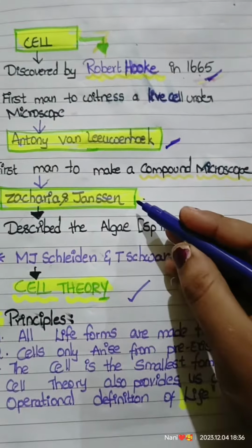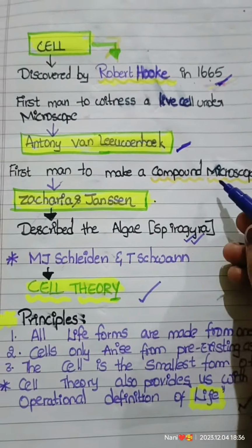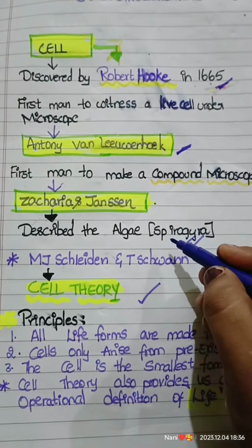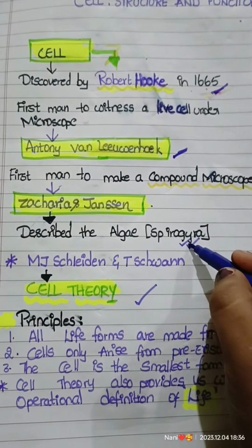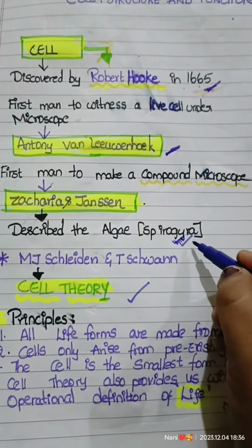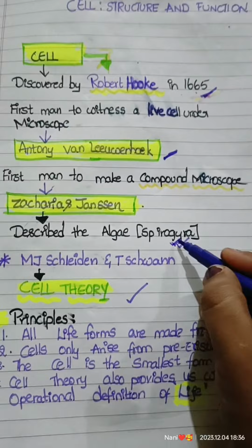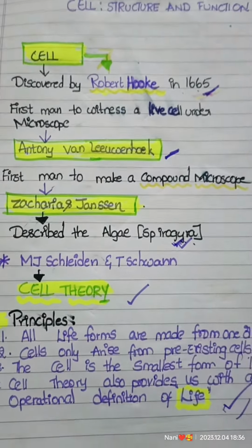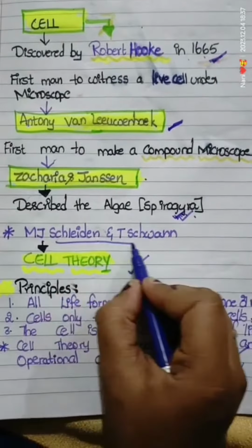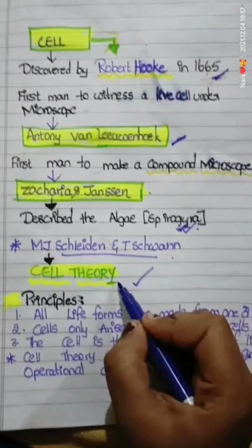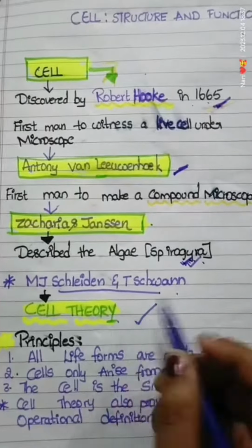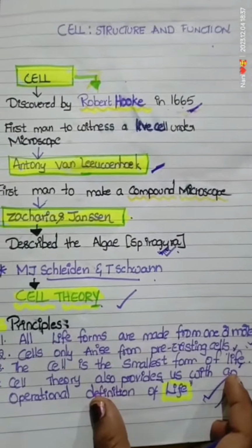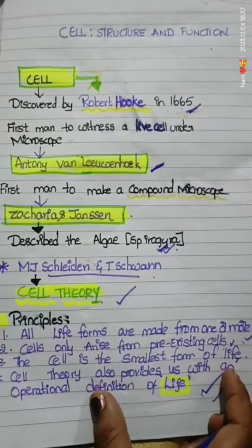Zacharias Janssen was the first person to make a compound microscope, and he described the algae. That means the example is Spirogyra. That means he explained about the algae Spirogyra. M.J. Schleiden and Schwann explained about the cell theory, and they also stated some statements about the cell theory.